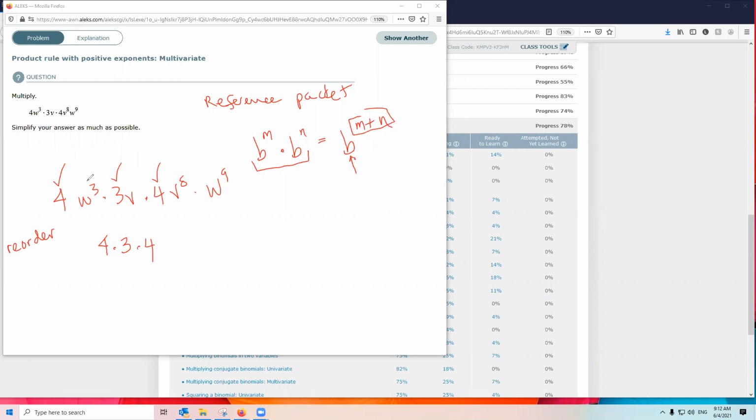Then I'm going to write the W's. There's a W to the 3 and a W to the 9. And now I'm going to write the V's. There's a V, which I'll write as V to the 1, and a V to the 8.